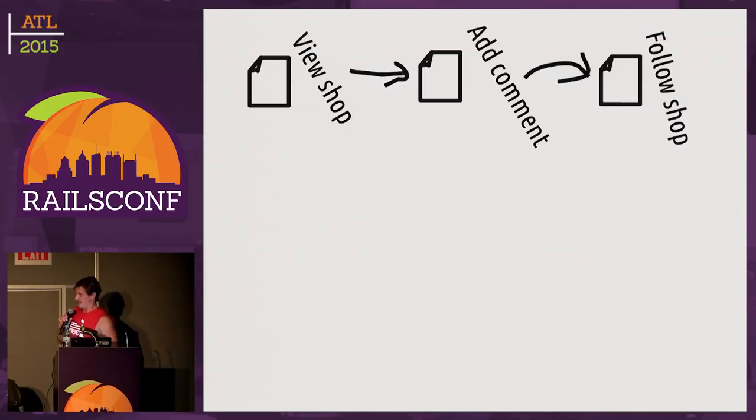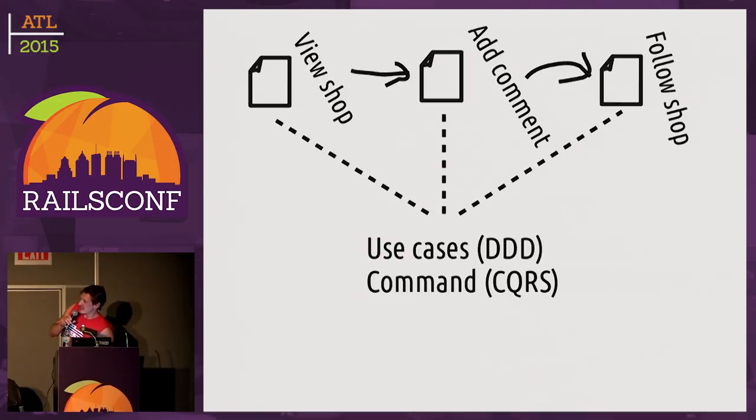And what we have to learn is to think in our domain and not in controllers and not in models. As an example, every application has functions, functions a user can perform. Like you view a shop, and then you can add a comment to this shop, and then you can follow the shop. So when you click through an application, those are functions. And in domain-driven design, I have never read the book, but apparently this is what we call a use case. And in CQRS, I have no idea what it stands for, but it's great, this is called a command. So apparently there is existing science about these concepts.